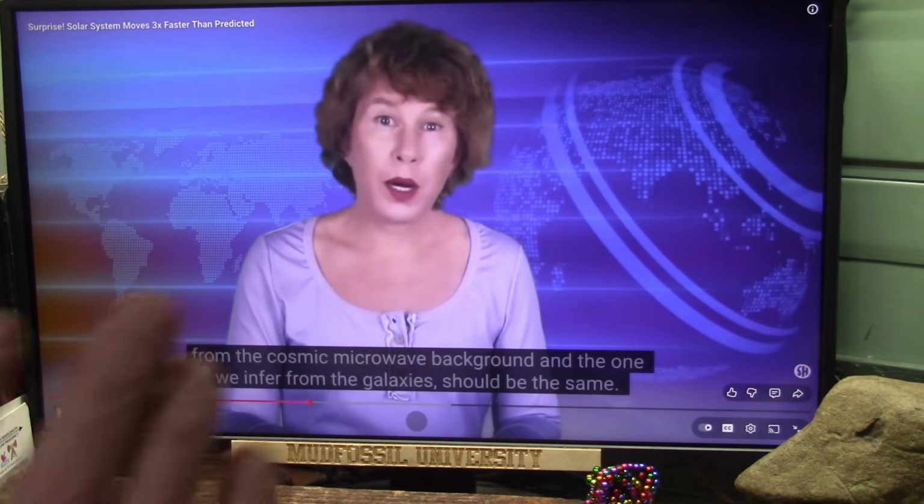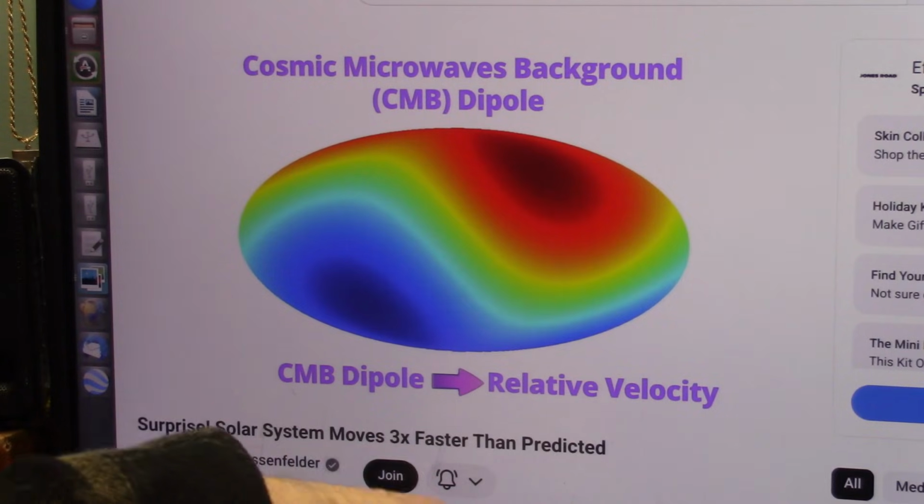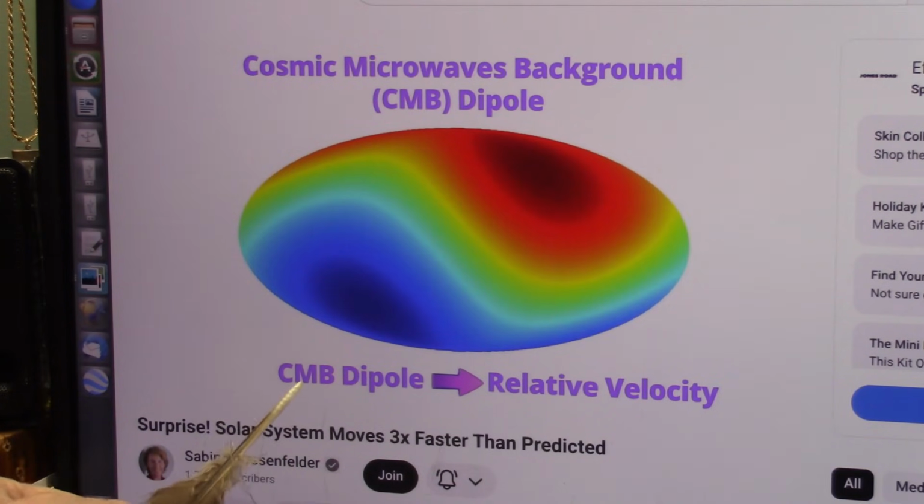But that's a little confusing for the average person. Let me try to break that down. All right, look at this. Cosmic microwave background dipole. That's us.